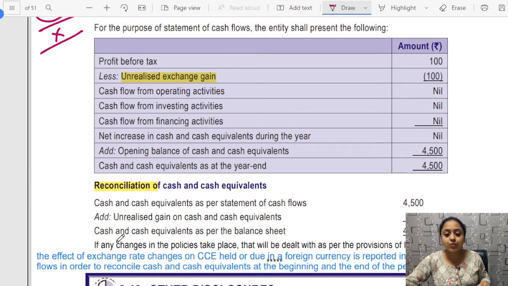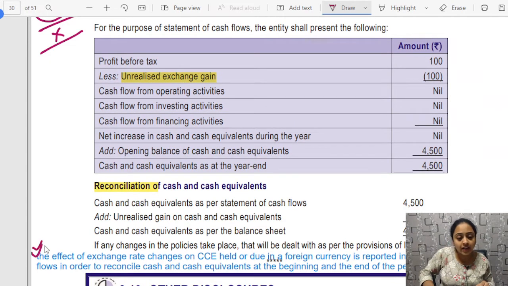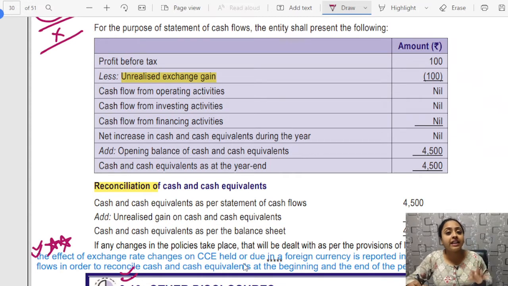See the solution once. See, this is a star point that I've added on my own. You can write it somewhere or note it down. The effect of exchange rate changes on cash and cash equivalents held or due in foreign currency is reported in the statement of cash flow in order to reconcile the cash and cash equivalents at the beginning and at the end. Okay, they need to be reported under CCE, cash and cash equivalent.